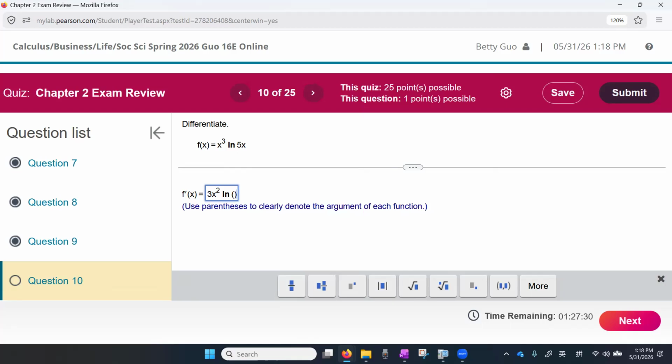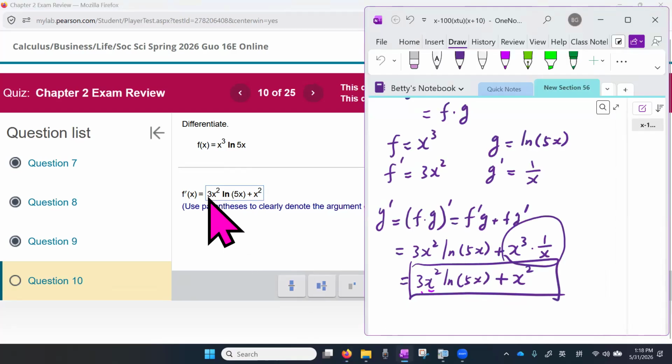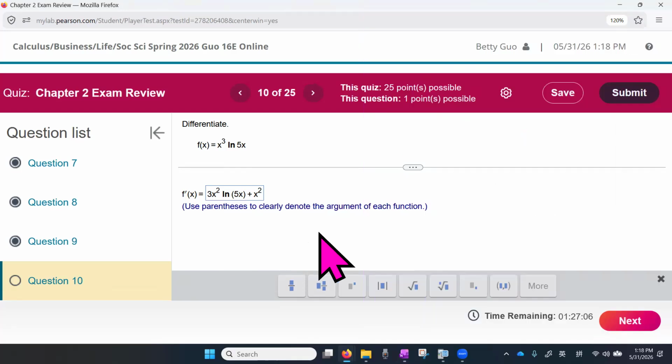I would use parentheses. Using parentheses definitely will not give you a wrong answer. Without the parentheses, in this case, it's okay. Plus x squared. Double check the entry. That's it. Next.